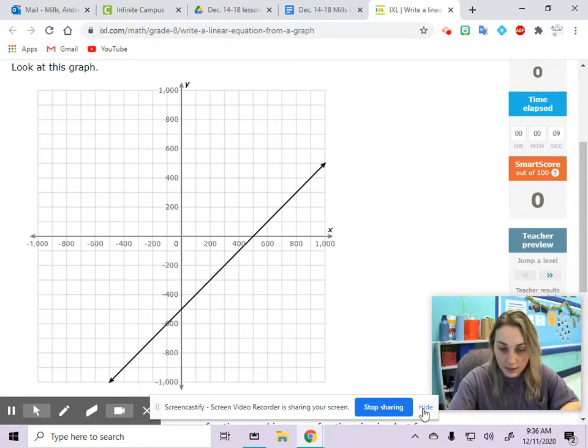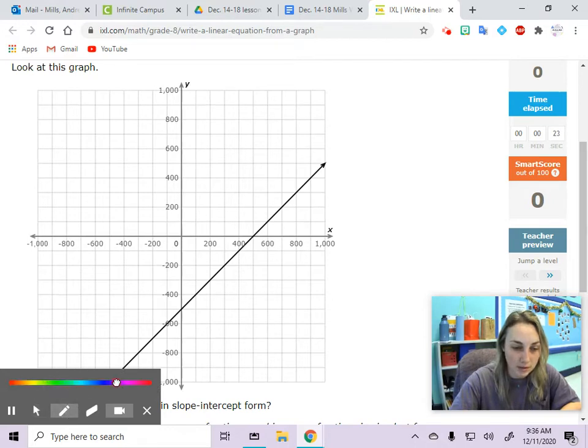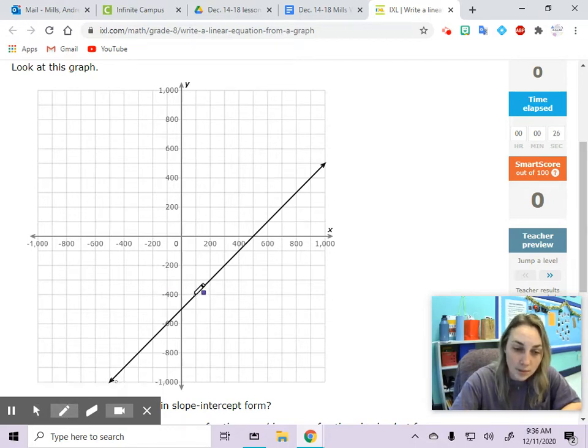So I'm going to hide this real quick and we will do this. So again, the two things you want to find on this graph are the slope and the y-intercept. The first thing we're going to find is the slope, and there's a couple ways you can do that. One way is that you choose two points. Here's a good point, and here's a point. Honestly, all of these are pretty good points.